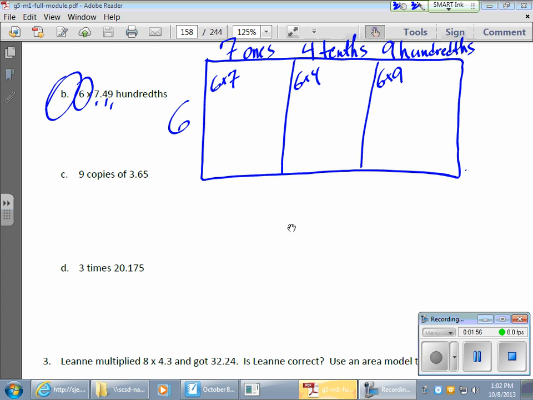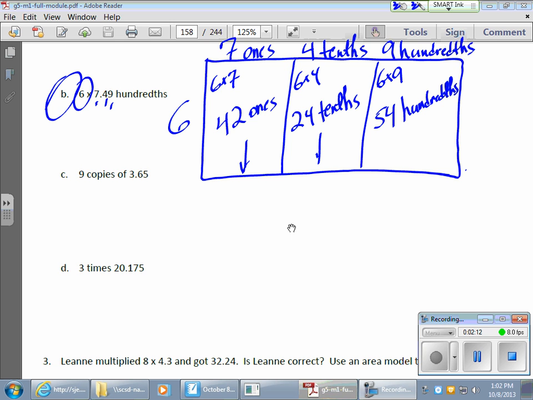Now, if I do that, that'll give me 42 ones. That'll give me 24 tenths. And it'll give me 54 hundredths. Now I need to bring all this down. And, I almost forgot, we need to add all these guys up. So we're going to add all of these values.